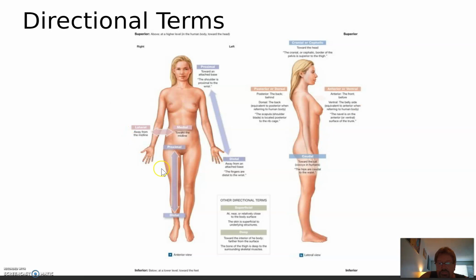On the anatomical position, the palms face forward. Why? Because that makes this the medial part of the arm, and out here the lateral part of the arm. But if you didn't specify this, they could stand either way they wanted. They might have their palms facing backwards, in which case it would be the exact opposite. So you have to have it to specify. Okay?